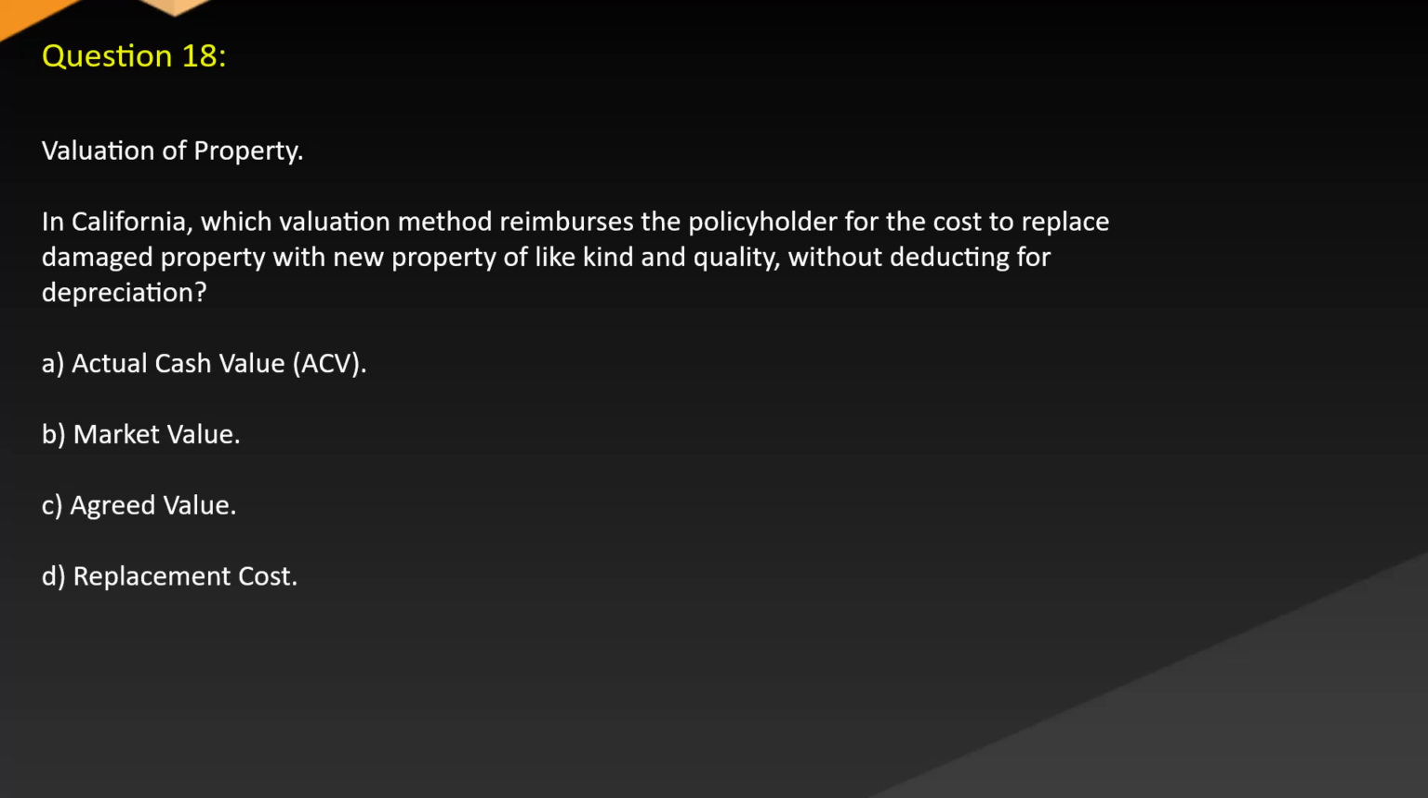Question 18. Valuation of property. In California, which valuation method reimburses the policyholder for the cost to replace damaged property with new property of like kind and quality without deducting for depreciation? A. Actual cash value (ACV). B. Market value. C. Agreed value. D. Replacement cost.